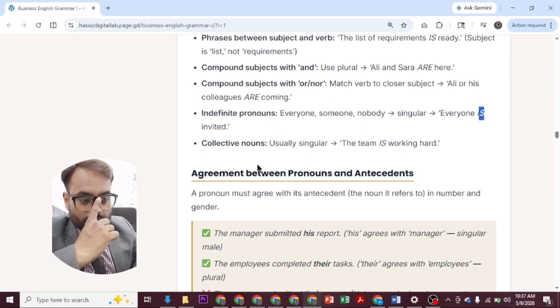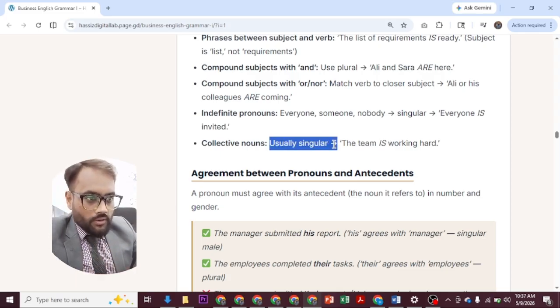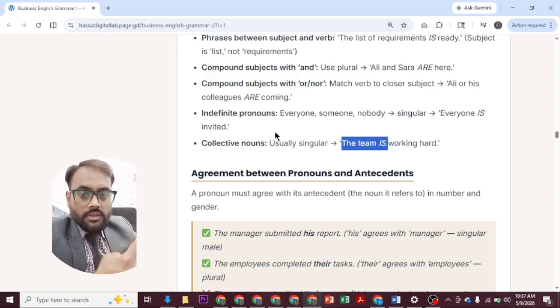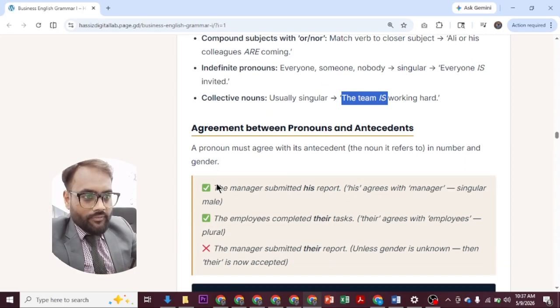Next we have the collective noun. Collective nouns are usually singular, like "The team is working hard." The team, a single team. What's it doing? The team is working hard. It's a collective noun, and a collective noun must be singular, so for that we use "is". Now let's see the next thing.